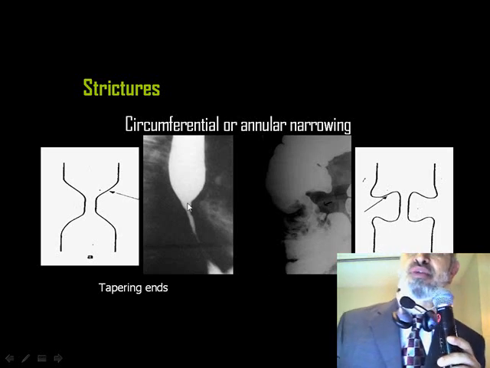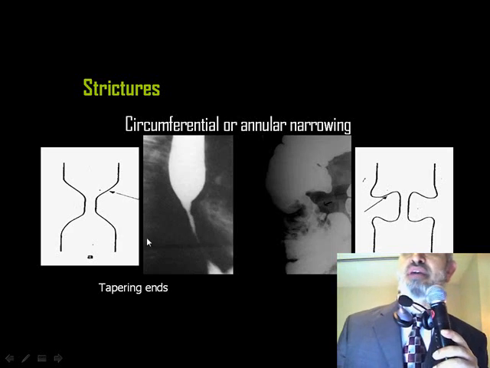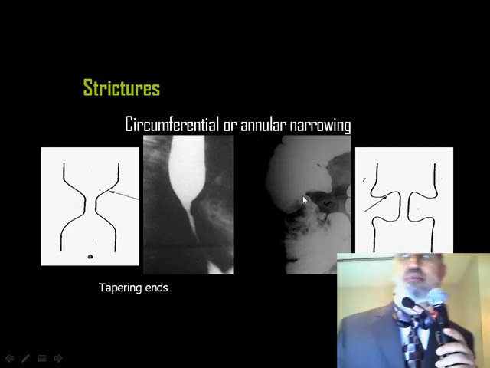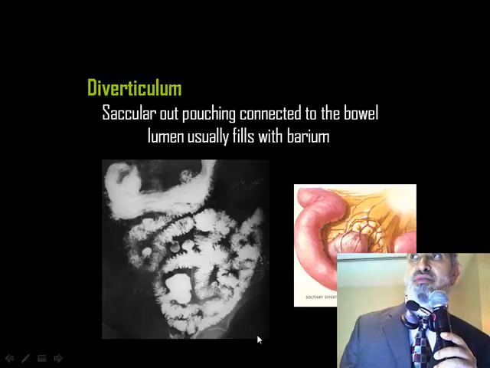Then the smooth appearance and the gradual tapering means that this is a benign lesion, and this abrupt shouldering proximal and distal to the lesion means that it is a malignant lesion.